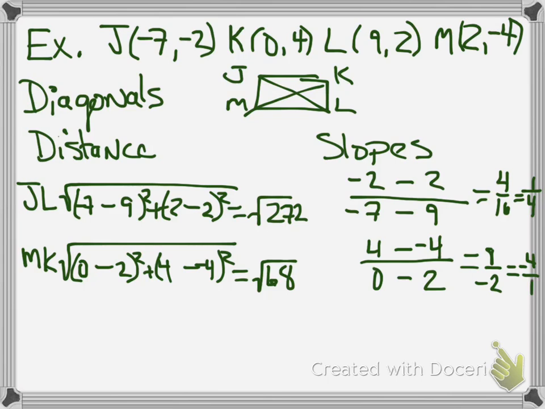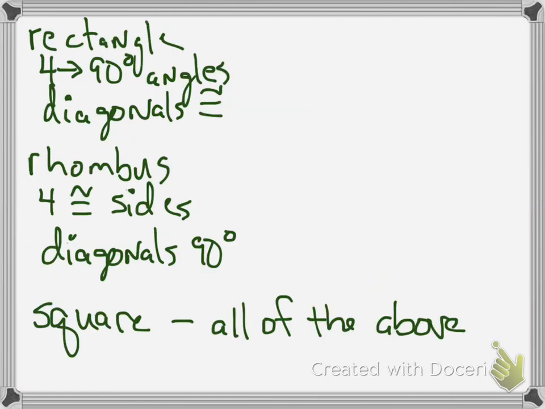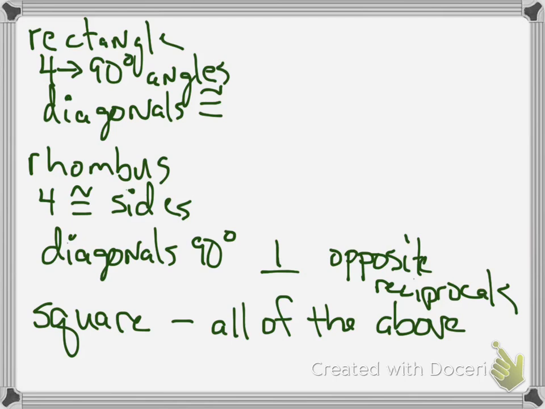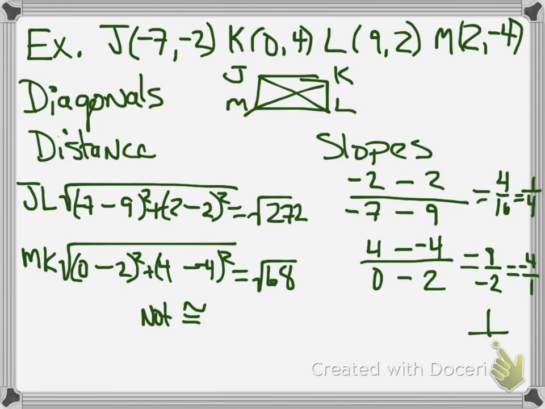Okay, so here the diagonals have a different distance. They're not congruent, but they are perpendicular because they are opposite reciprocals. So if you go back to over here, if the diagonals are 90 degrees, that means they're perpendicular, which means they are opposite reciprocals. But their diagonals weren't congruent. So here, based off this, I'm saying that since they're reciprocals, but they're not congruent, it looks like it's a rhombus.